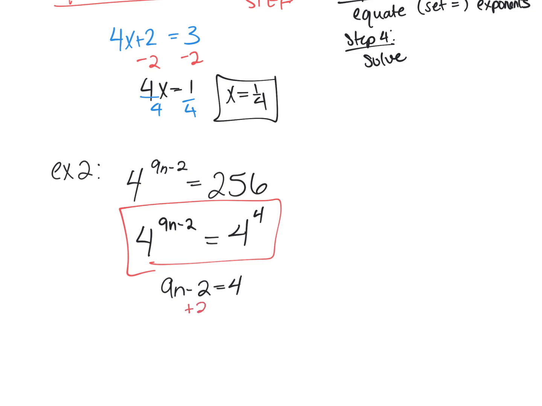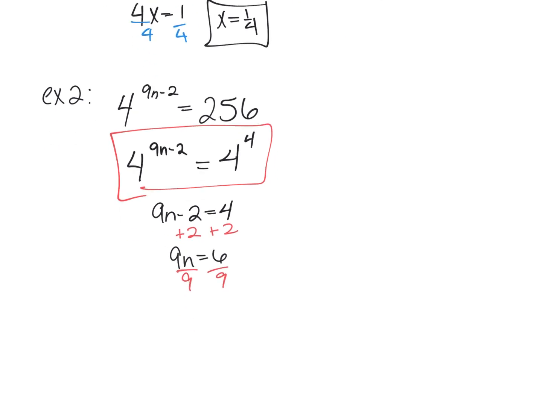And then we can add 2. 9n equals 6. Divide by 9. And n equals 2/3. Make sure to reduce your answer. Okay.